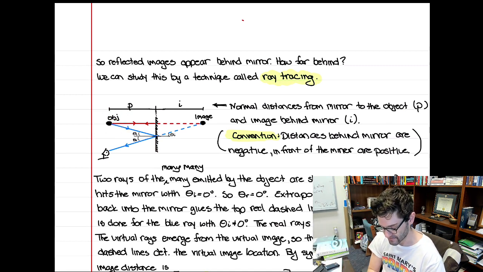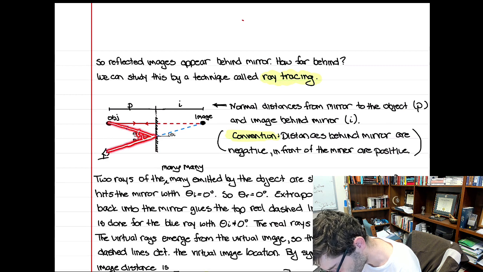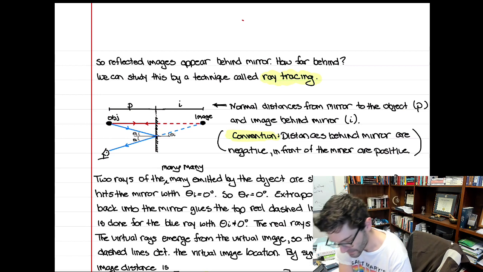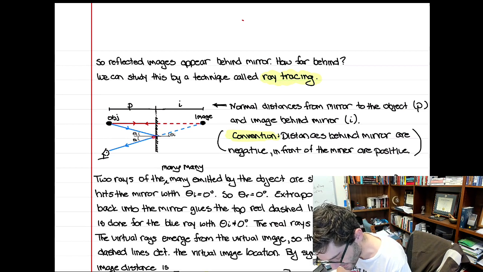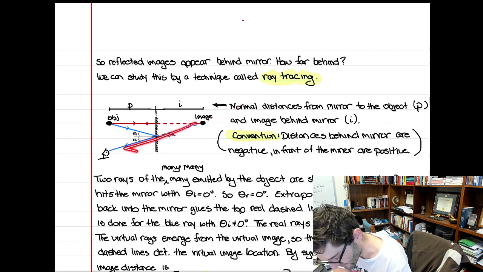And so we want to think about the ones that reach our eye. One of those rays is going to come in and hit the mirror. By the law of reflection, we know that this angle and this angle are going to be the same. And this particular ray that I drew happens to eventually meet my eye. But again, your brain just sees light come in from this direction. So your brain extrapolates back and assumes that the object must be somewhere along this line, because it saw light come in from that direction.